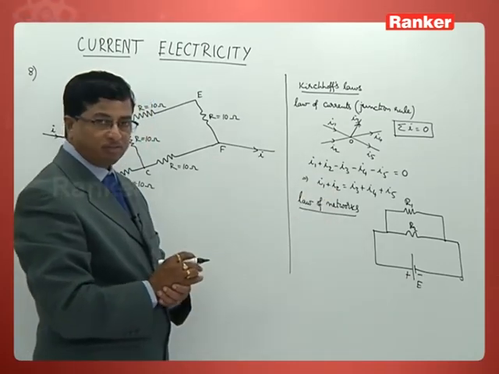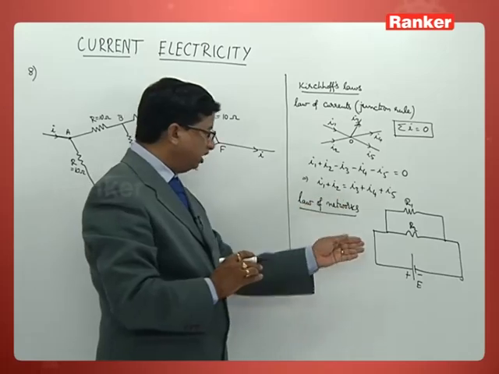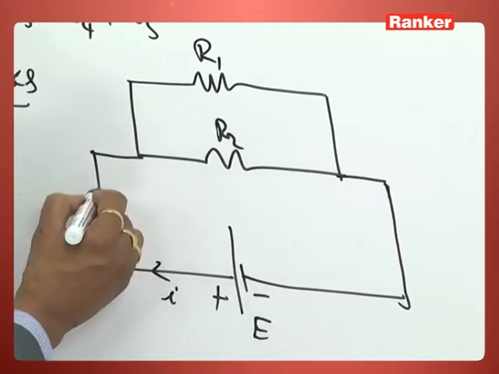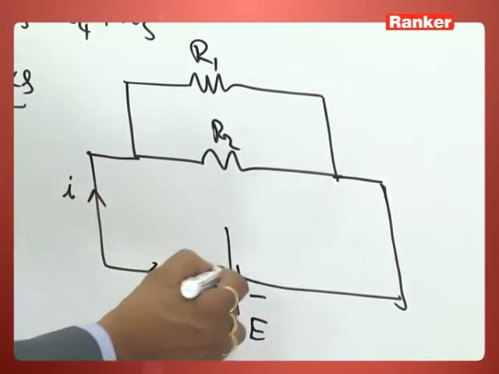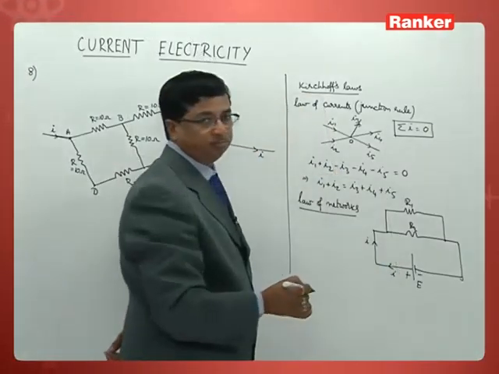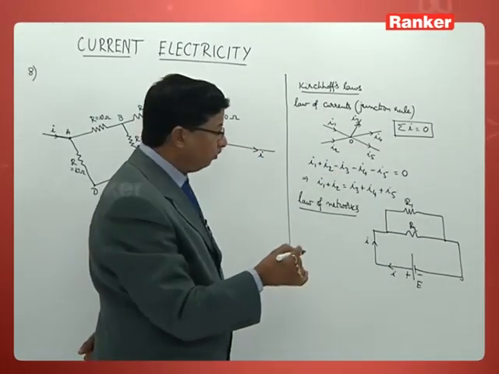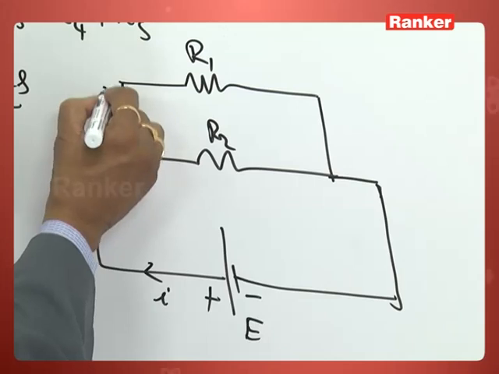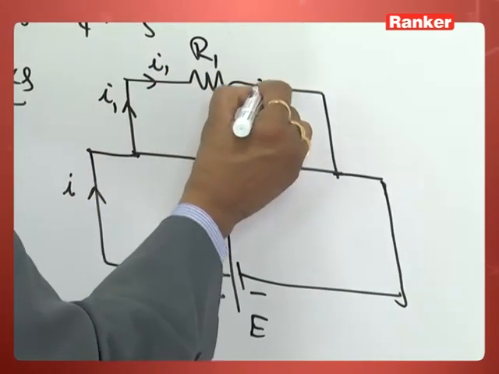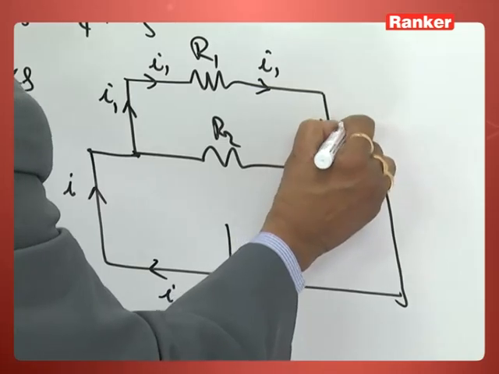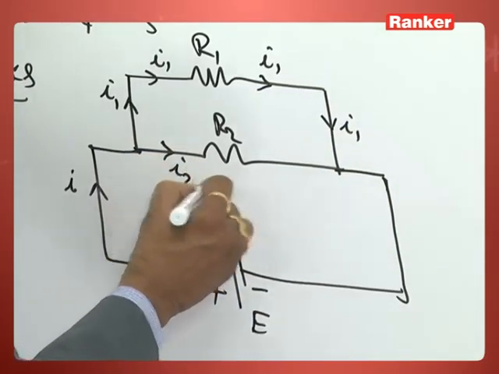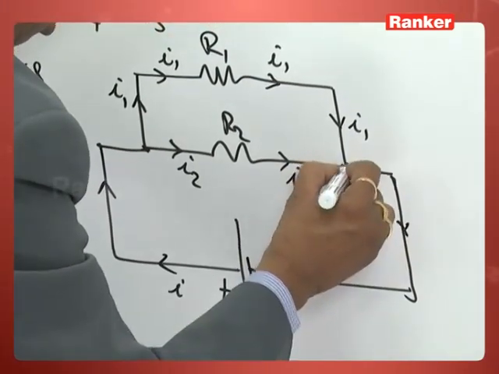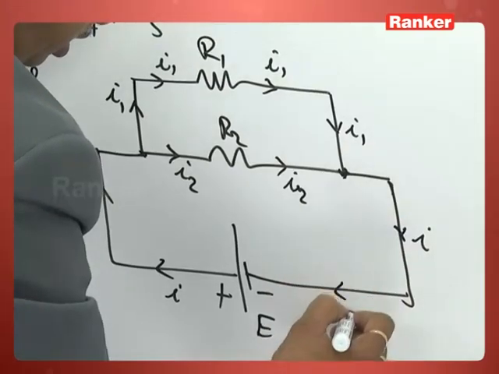Observe with this particular case, how can I write the second law? The direction of conventional current is always from positive side to negative side of the cell. It's a fact, every one of us knows. After reaching here, this current becomes I1. I1 travels all the way across R1. And this current becomes I2. I2 travels all the way across R2. They mix up here to give the total current as I.